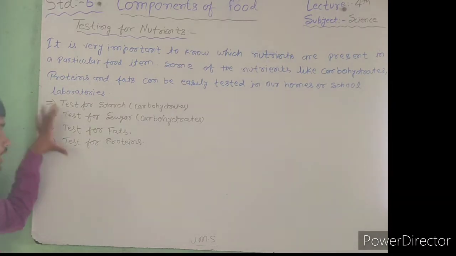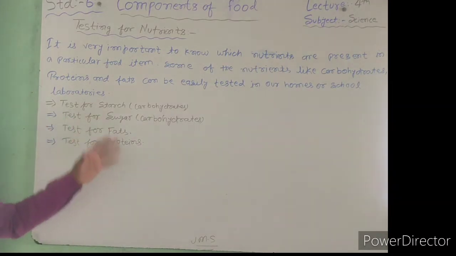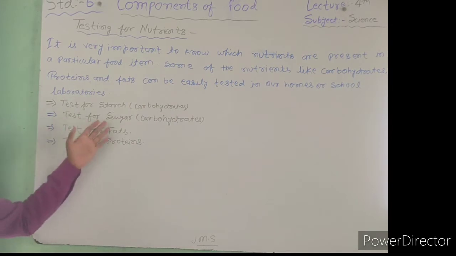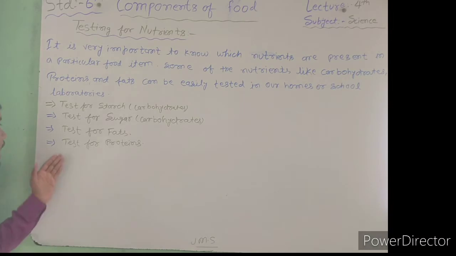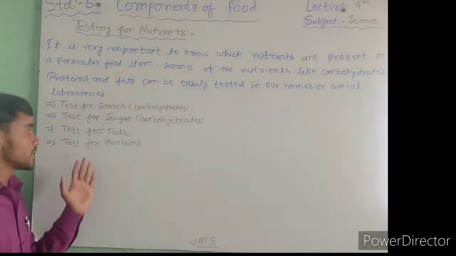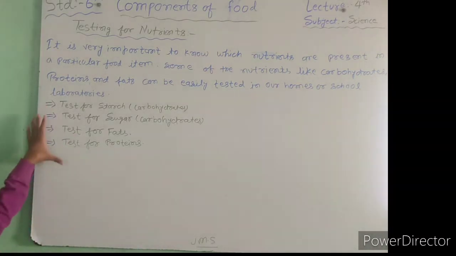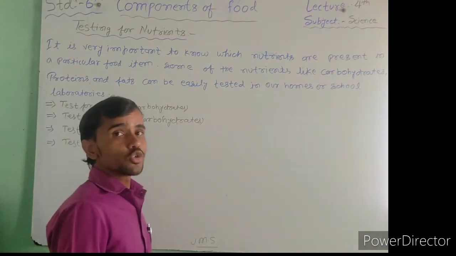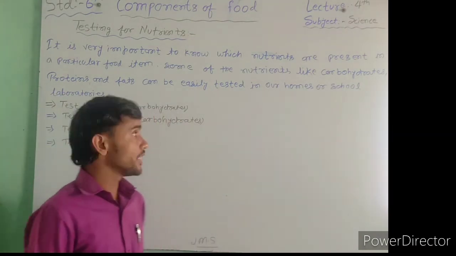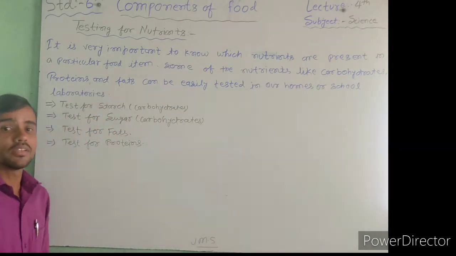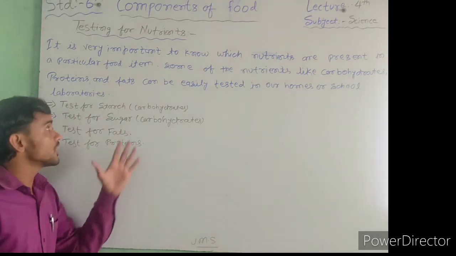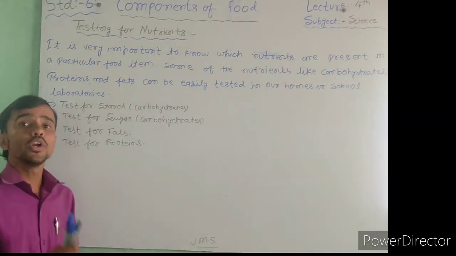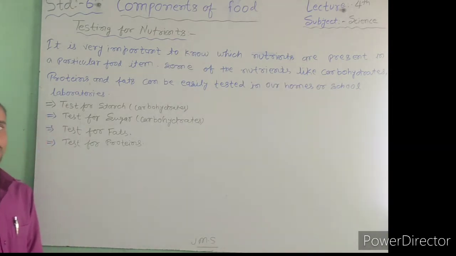In this period we will discuss four topics: test for starch, which means carbohydrates, test for sugar, which is also carbohydrates, next test for fats, and next test for proteins. There are four types of tests we are going to do in this class. So my dear students, first write down the topic in your copy, then we will start our first topic, test for starch.